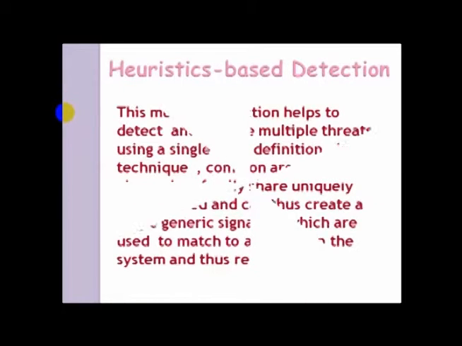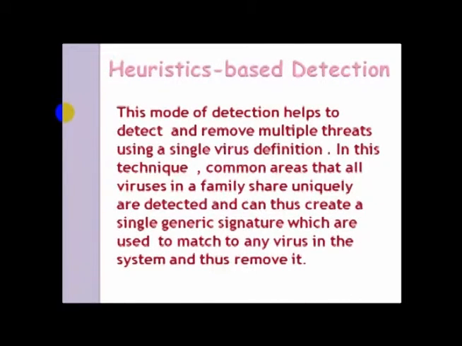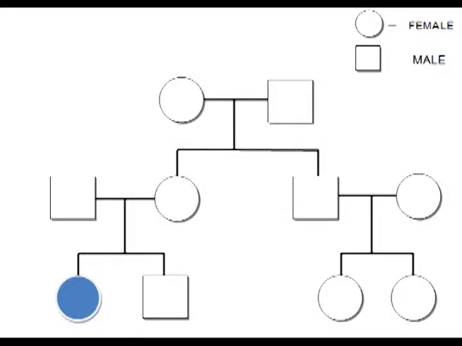Heuristic-based detection. This mode of detection helps to detect and remove multiple threats using a single virus definition. In this technique, common areas that all viruses in a family share uniquely are detected, and can thus create a single generic signature, which is used to match any virus in the system and thus remove it.